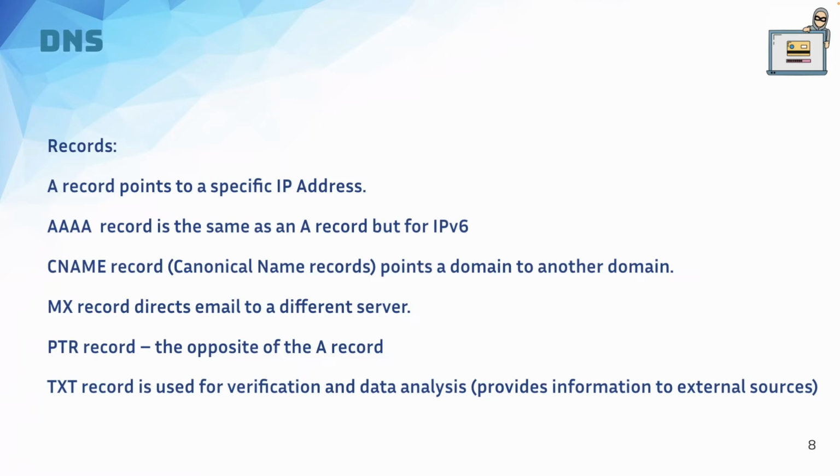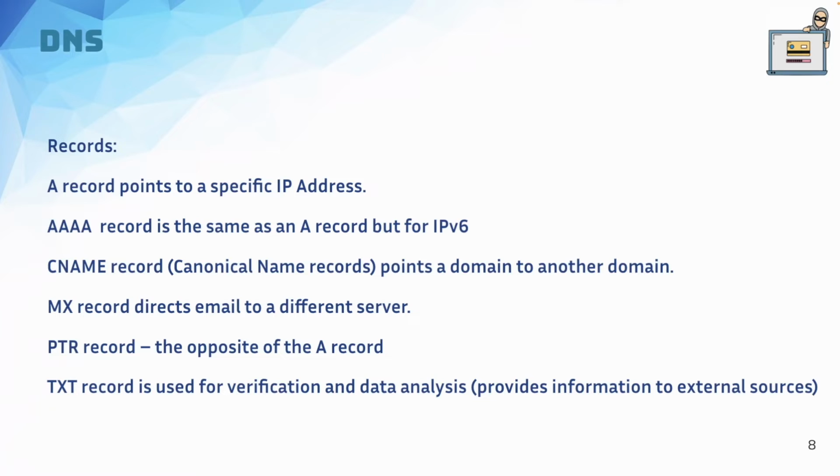We can also have AAAA records, that's the same as an A record, but for IPv6. CNAME records, or canonical name records, point from a domain to another domain, is what we should call it. So for example, google.com can go to, let's say something silly, google.be, for example. MX records direct email to different servers. So these are MX, mail exchange.